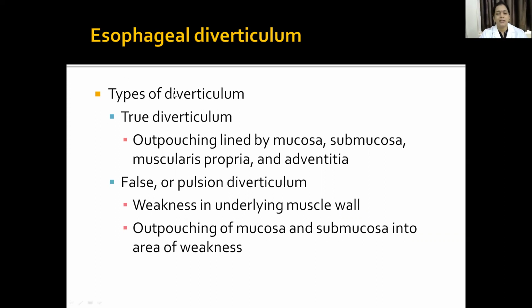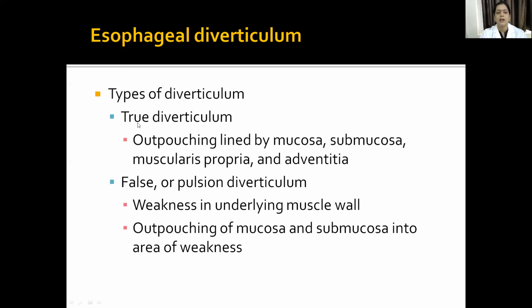Then coming to the esophageal diverticulum, I told you the constrictions in the esophagus are important. So whenever there is a weakness in the muscle which is constricting that area of the esophagus, there is an outpouching. The outpouching can be true or false, right? So what is a true outpouching? Diverticulum is nothing but the outpouching of a part of the esophagus.